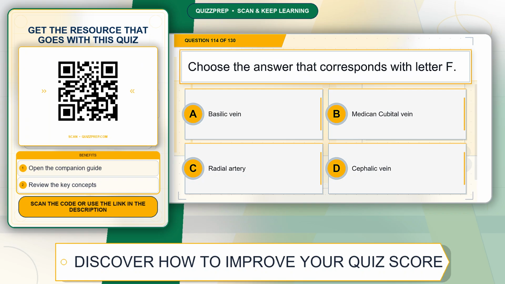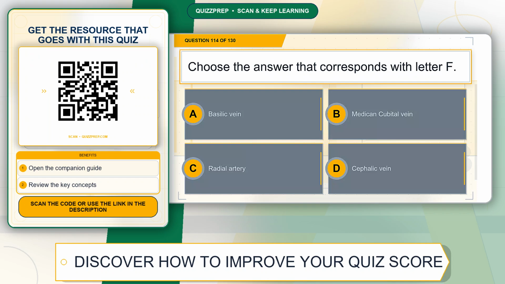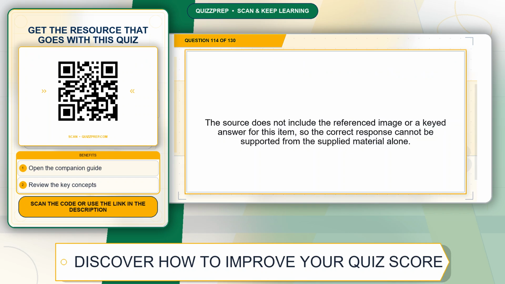Question 114. Choose the answer that corresponds with letter F. Option A, basilic vein. Option B, median cubital vein. Option C, radial artery. Option D, cephalic vein. The correct answer is not shown. Explanation. The source does not include the referenced image or a keyed answer for this item, so the correct response cannot be supported from the supplied material alone.